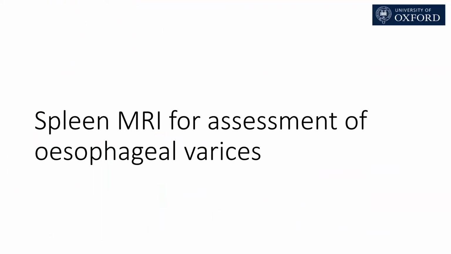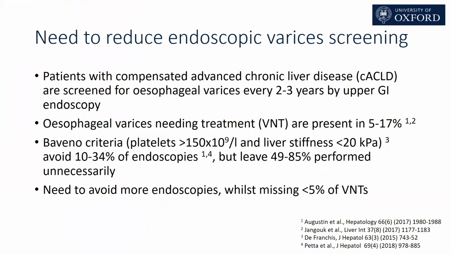We're also interested to look at how spleen MRI could be used for the assessment of esophageal varices. And again, as you know, guidelines would recommend that patients with chronic liver disease are screened for esophageal varices with upper GI endoscopy every 2 or 3 years. But if all patients with liver cirrhosis have endoscopy, it's only a minority, as low as 5%, that would have varices needing treatment. So a lot of patients are undergoing endoscopies unnecessarily.